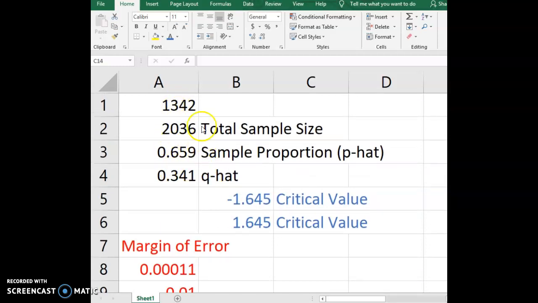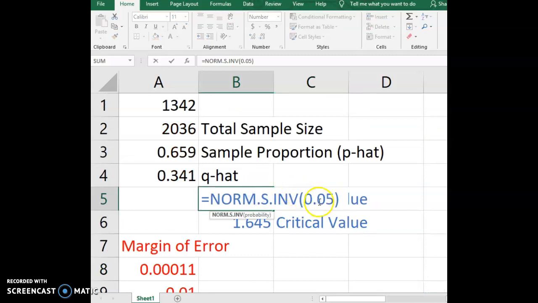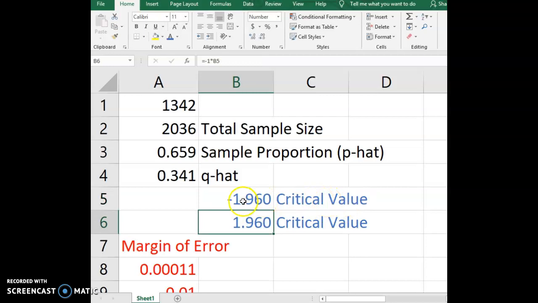So this part's not going to change. What is going to change is we'll have a new critical value associated with 95% confidence. We would want to enter in 0.025, because if we have 95% between the critical values, that leaves just 5% in the tails, which is 2.5% in each of the tails.